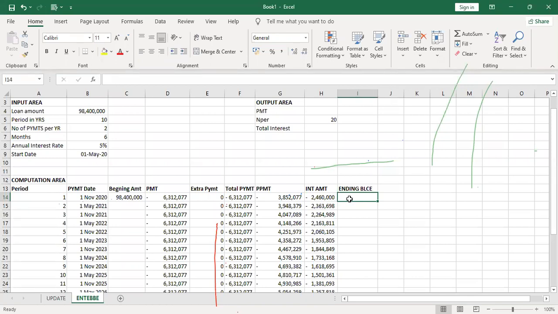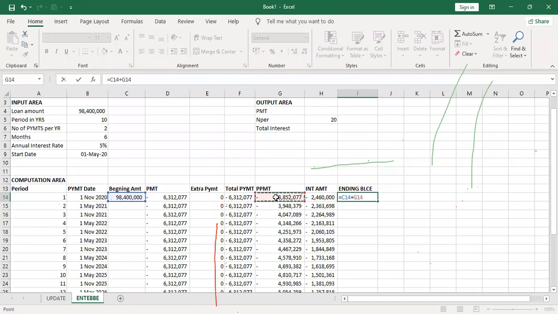How do you get the ending balance? The ending balance, you get the beginning balance plus the PPMT, because one is a positive, another is a negative. Exactly. I didn't consider the signs. So ending balance equals beginning amount plus the PPMT. Beginning amount in period one plus the PPMT in period one. And then you press enter.